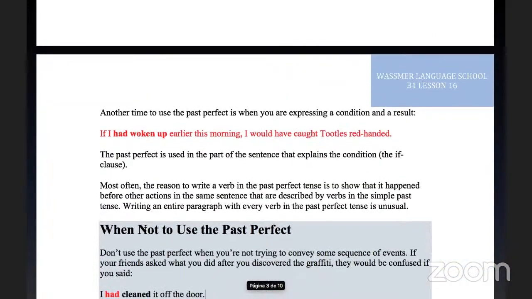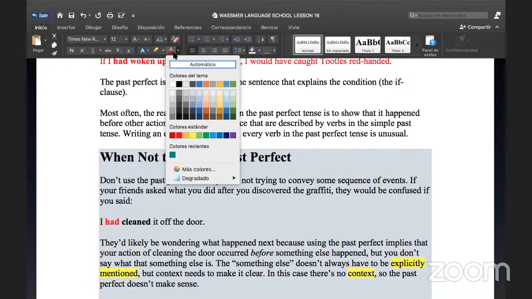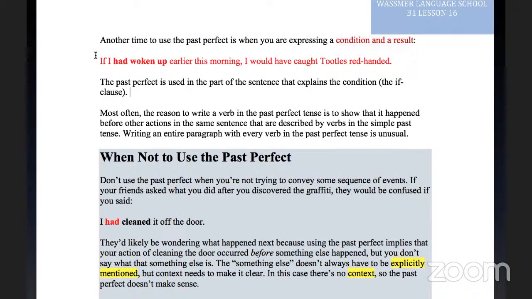Another time to use the past perfect is when you are expressing condition and result. Examples. Brandon, you read this example. If I had woken early this morning, I would have caught Tuttle red-handed. Bien. The past perfect is used in the part of the sentence that explains the condition.